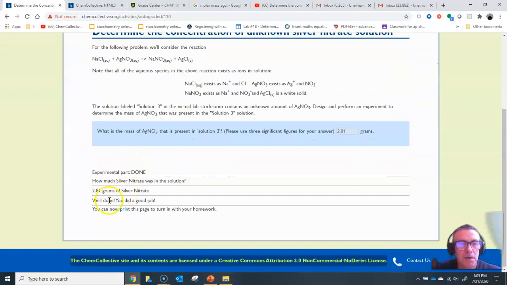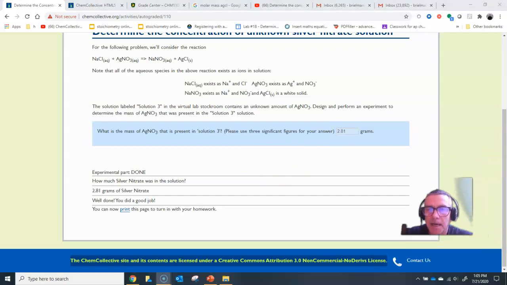experiment part done. Well done, you did a good job. And there you go. Let's just for practice, we could enter different amounts and you'd see that each of them are different. Anyhow, I hope that this helps you with this lab. And there you go.